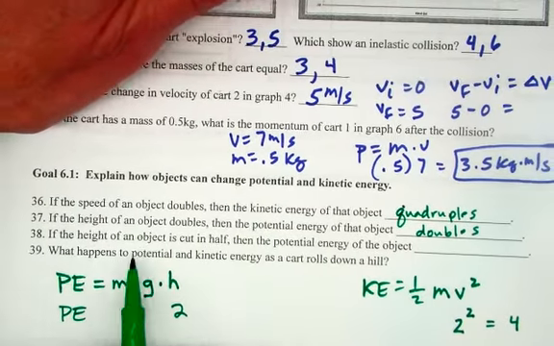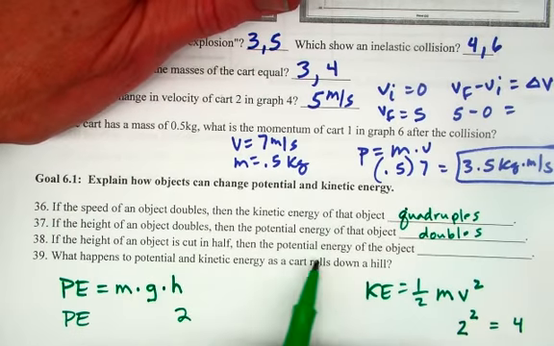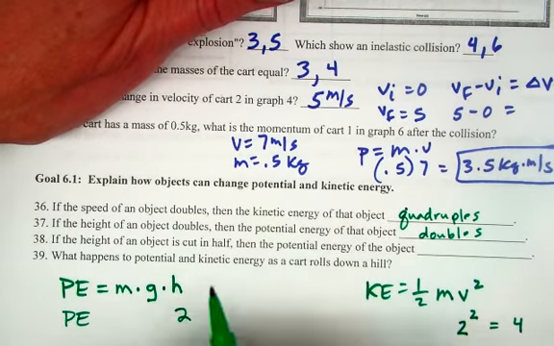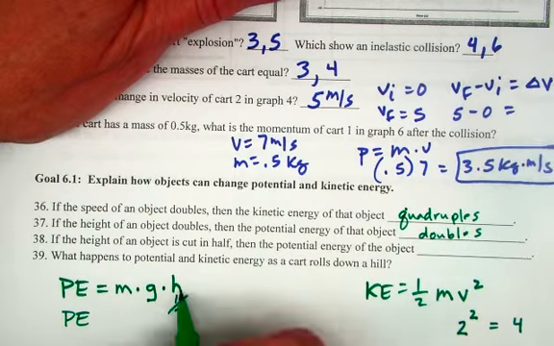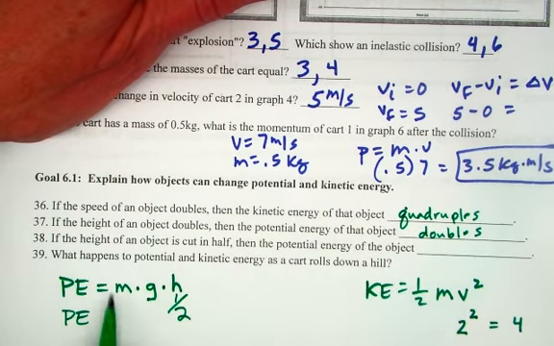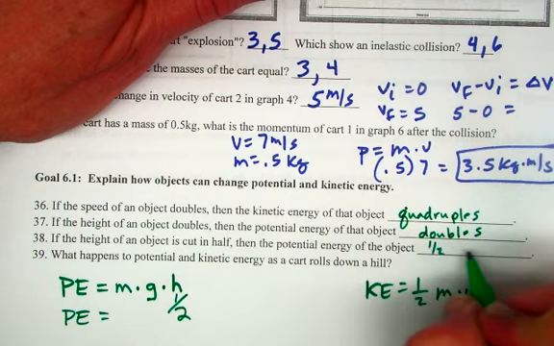If the height of an object is cut in half, then what happens to potential energy? So now we're going to put 1/2 in for height, keeping everything else the same. The potential energy will be 1/2 as much also.